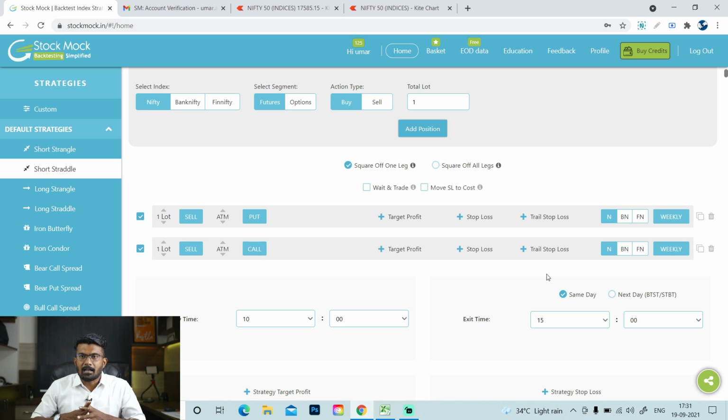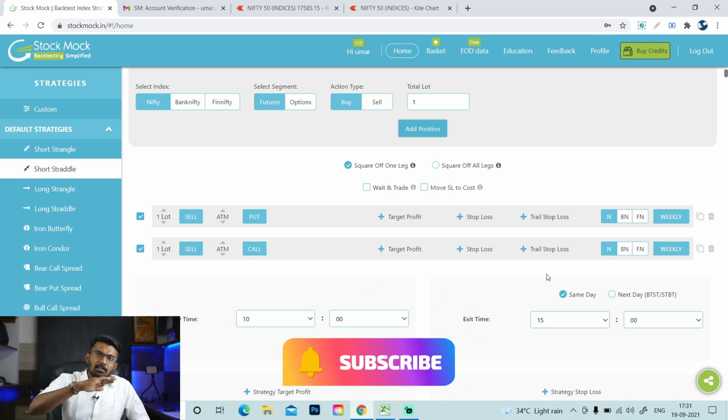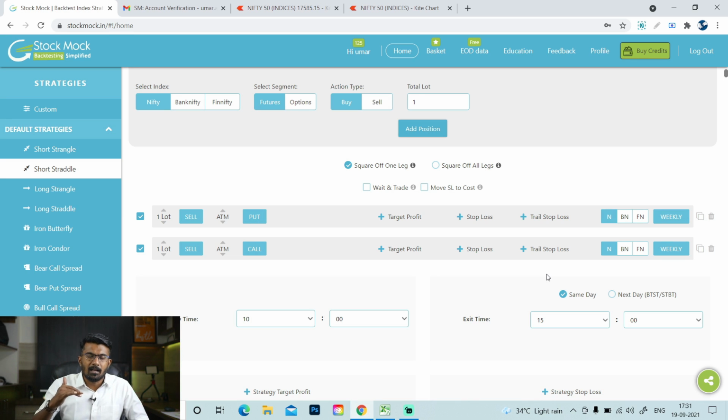Let's say you are collecting a combined premium of around 200 rupees. You are selling a call option for 100 rupees and you are selling a put option for 100 rupees. So combined you are collecting 200 rupees. In fact, this is a very famous strategy. If the option premium increases by 25% or 30%, let's say you have sold an option for 100 rupees and the price goes to 125 or 130 rupees, they square off that position and continue with the other position.